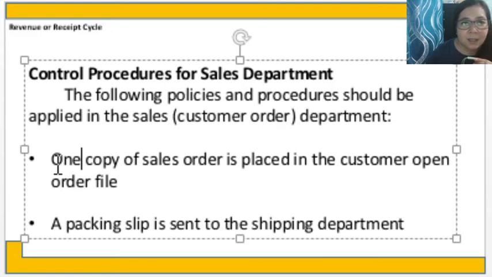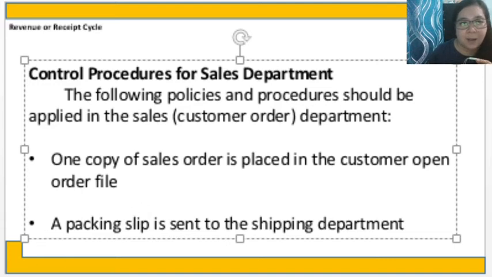Another is one copy of sales order also will be placed in the customer open order file. So aside from the customer having their own copy, the entity should also have this customer open order file. So this is just to make sure that all the other sales order copies are in conformance with each other.